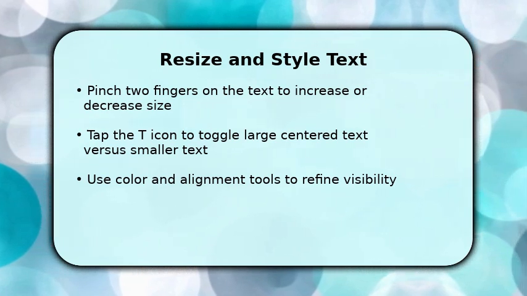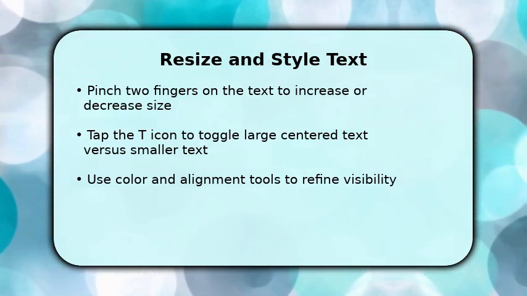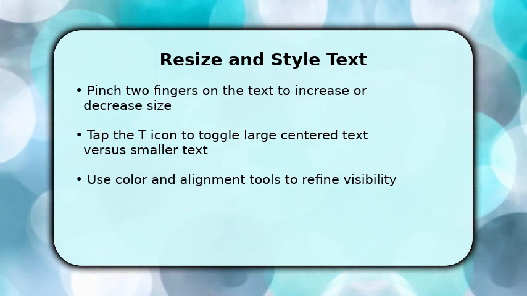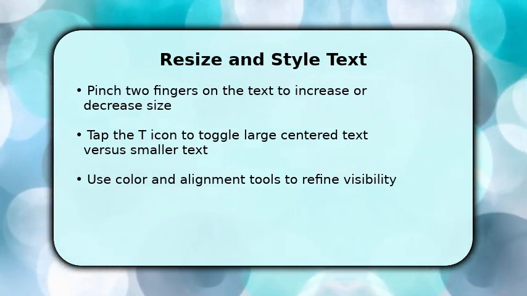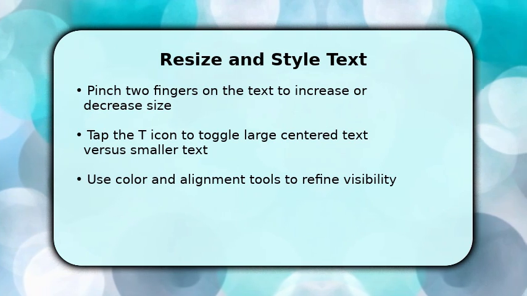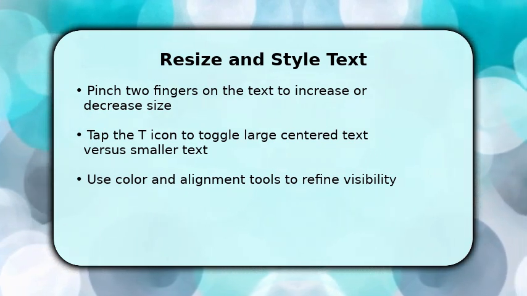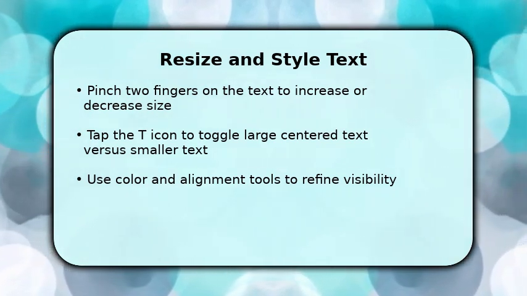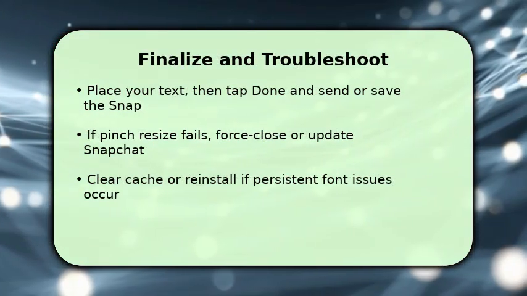Make sure contrast is clear by choosing a color and adding a text background or outline if needed. Once done, drag the text to position it. Keep accessibility and composition in mind. Finish by placing the text where it reads best. Tap Done to lock it, then send or save your snap.